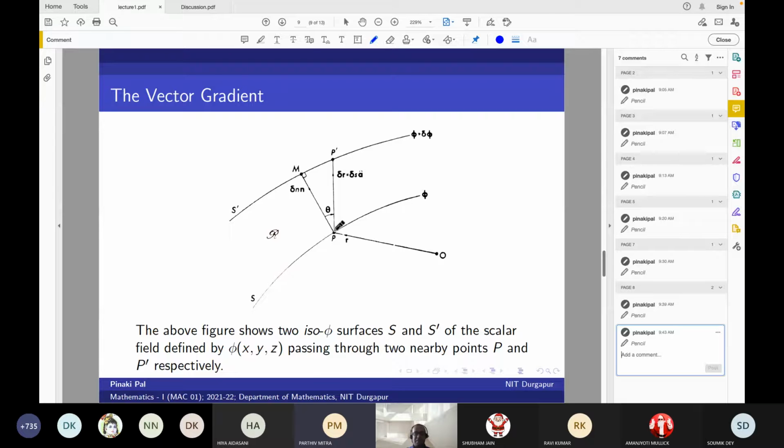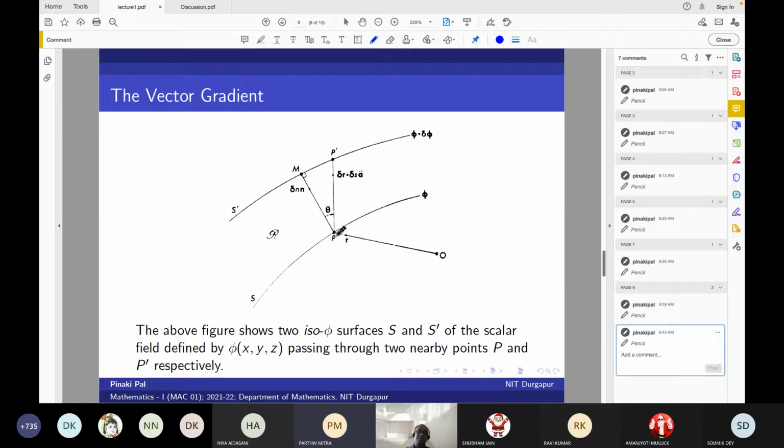You take a point P, whose position vector is R with respect to some reference point O. The position vector of P is R vector, with respect to some reference origin O. And through this point P, a level surface will pass, defined by this scalar function. And let us suppose the value of phi at each and every point on the level surface is phi.